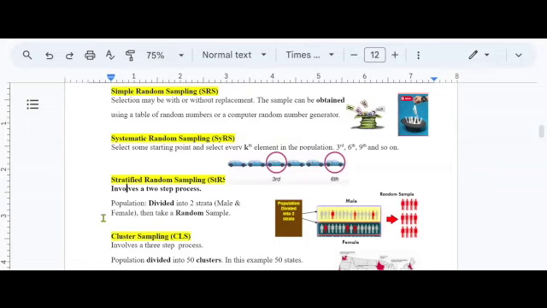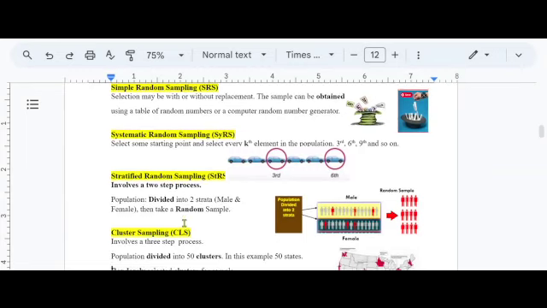Stratified random sampling is divided into 2 strata. So if we have male and female together, we separate them, and then randomly select from the girls and boys. That's the way it is.